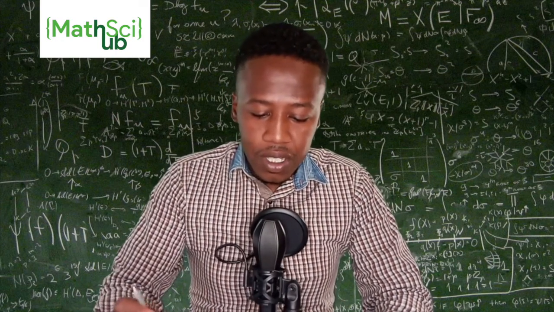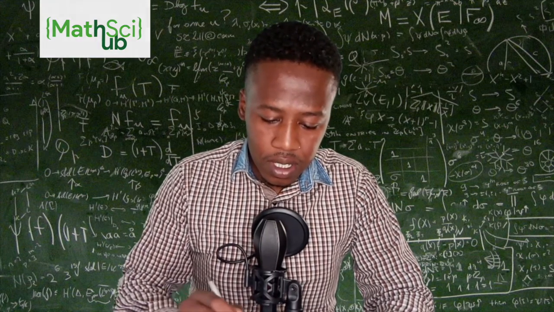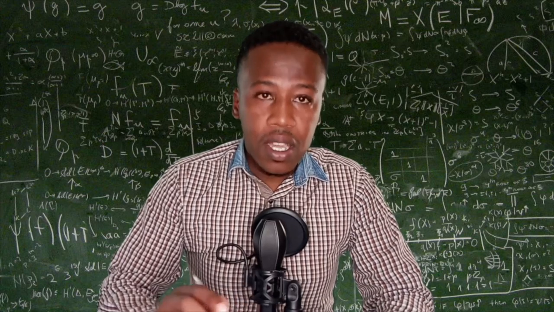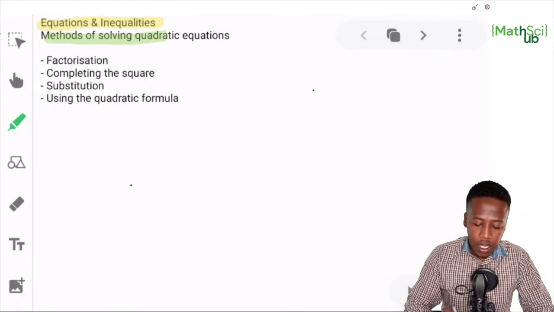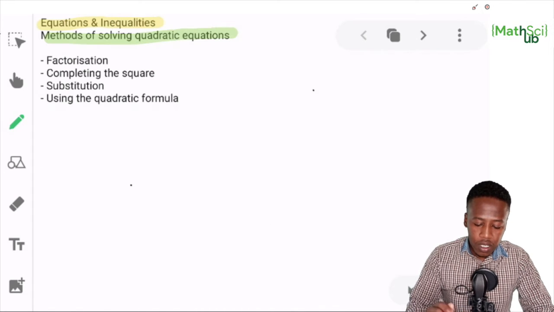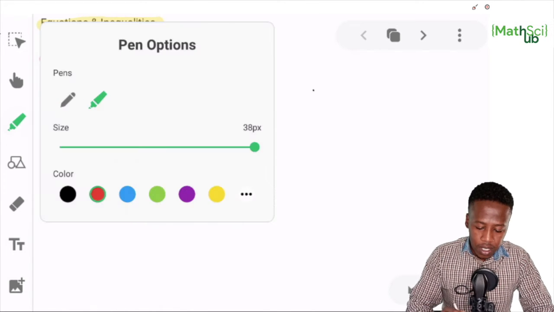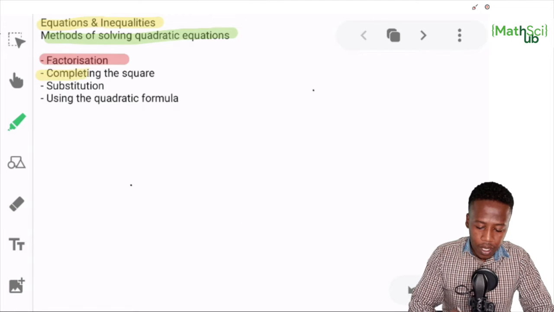Like I said, we are going to deal with equations and inequalities. There are different methods of solving these equations, which we call quadratic equations. One of the methods that we are going to explain is factorization. The second method is completing the square, and then substitution, and then using the quadratic formula.